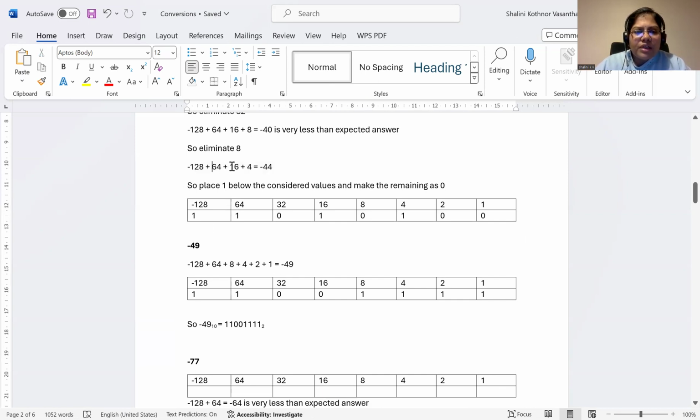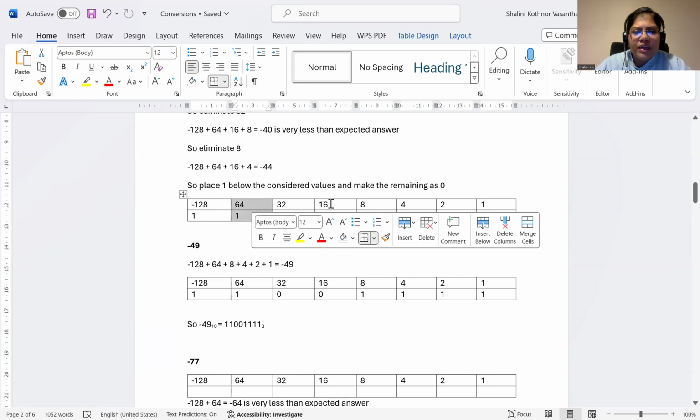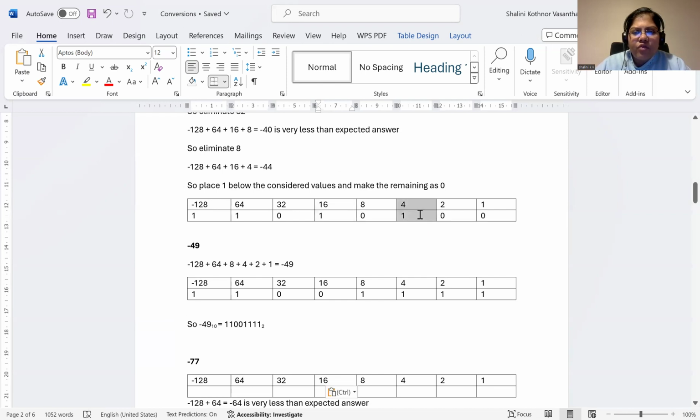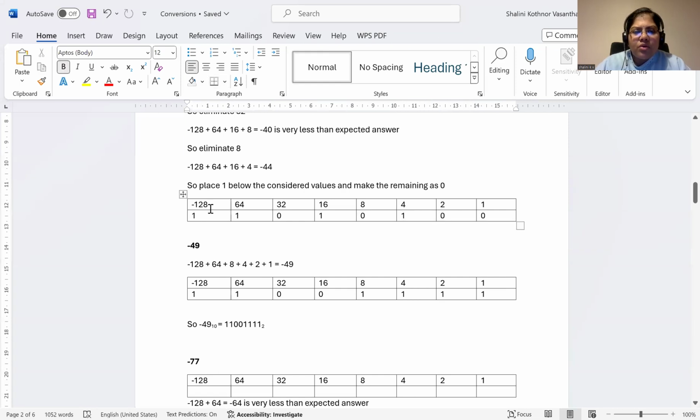So for all the numbers we have considered in this equation to get the value as 44, only under those particular numbers we are going to place 1, and all other values will be equal to 0. So minus 128 will be equal to 1, then 64 will be equal to 1, 16 will be equal to 1, and 4 will be equal to 1. The remaining values are all 0. Now this would be the corresponding 44 in binary. Okay, so it is 1 1 0 1 0 1 0 0, which is represented as a binary number, and that is equivalent to the denary value of minus 44.